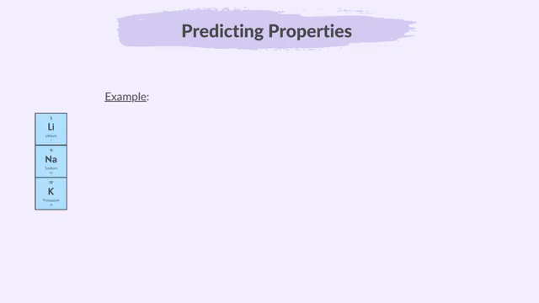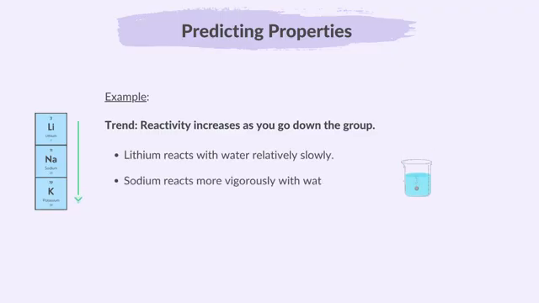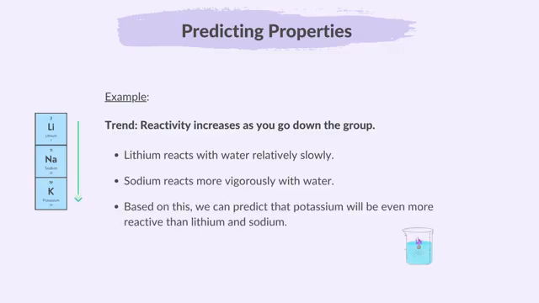Let's consider the elements in group 1 as an example. Lithium is at the top of group 1, sodium is below lithium, and potassium is below sodium. So, if we consider the reactivity trend down the group, reactivity increases as you go down the group. Lithium reacts with water relatively slowly. Sodium reacts more vigorously with water. Based on this, we can predict that potassium will be even more reactive than lithium and sodium.